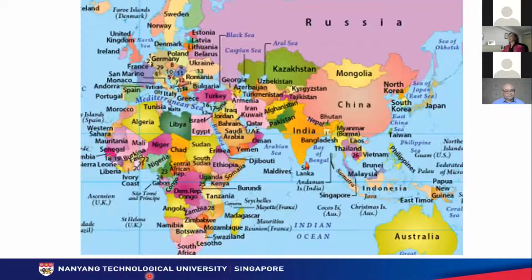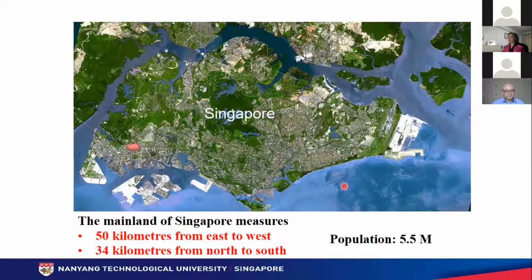Let's start from this map. Can you see Singapore? Singapore is here. It is located at the southern tip of the Malay Peninsula, just a small dot. Sri Lanka is here. We are quite close. Singapore indeed is very small, and we have limited space. The mainland of Singapore measures 50 kilometers from east to west, and 34 kilometers from north to south. We are short of land.